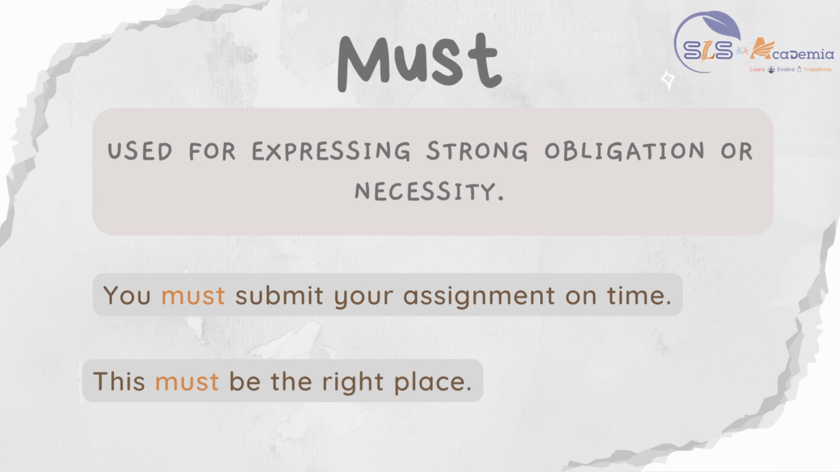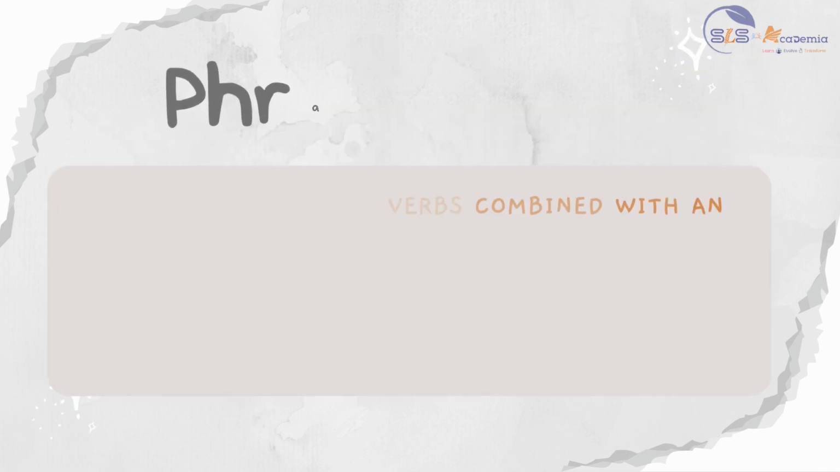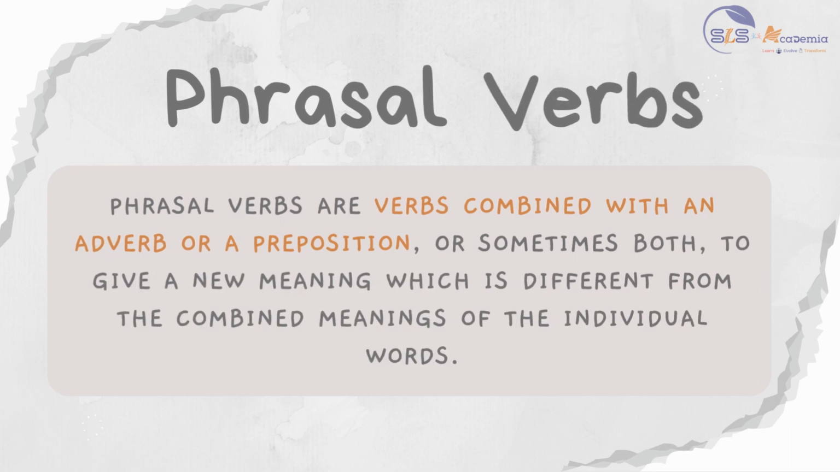Okay, so the next type of verb that we will be learning is phrasal verb. Phrasal verbs are the verbs combined with an adverb or a preposition, or sometimes both, to give a new meaning which is different from the combined meanings of individual words. Let me give you one example to make things clear.